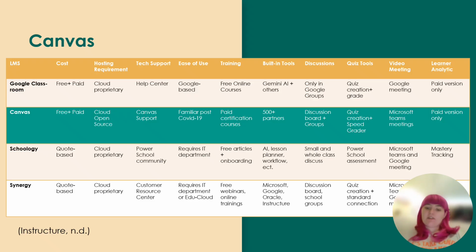There is a quiz creation area in Canvas as well as a speed grader. So you can go in, tell Canvas the correct answers to the quizzes, and it'll automatically grade them once students have submitted quizzes. Video meetings are available through Microsoft Teams meetings. You can set them up through Canvas and link them. And the learner analytics are only available for the paid version, but they are available.